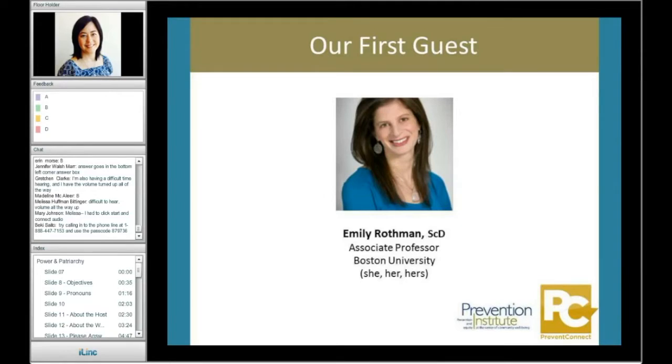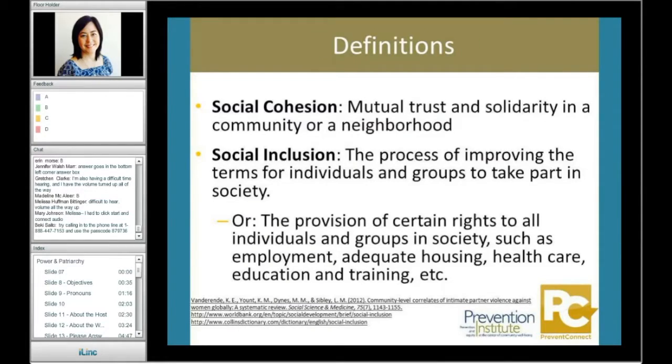Great. So why don't we start by going over a couple of definitions. These are some pretty simple definitions that we want to put forward. I know that there are many definitions out there. First of all, social cohesion, which is sometimes referred to as neighborhood cohesion, or is focused on social cohesion at the neighborhood level. A definition here that we want to offer is mutual trust and solidarity in a community or a neighborhood.